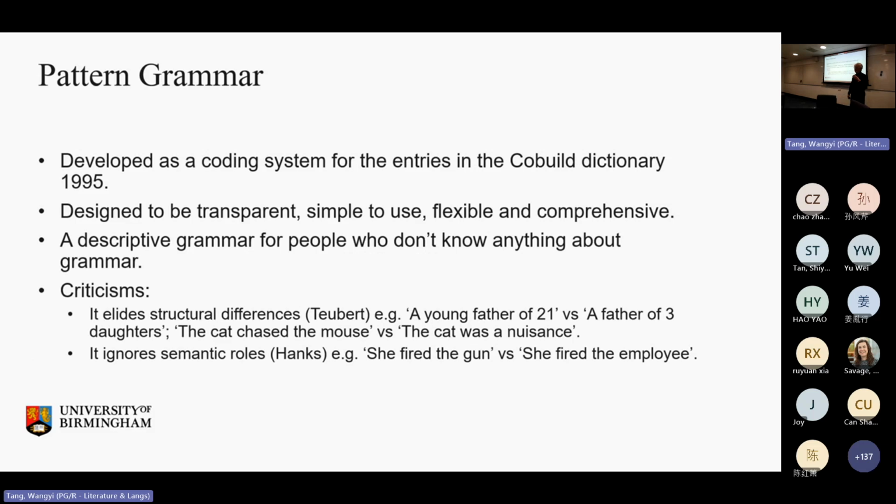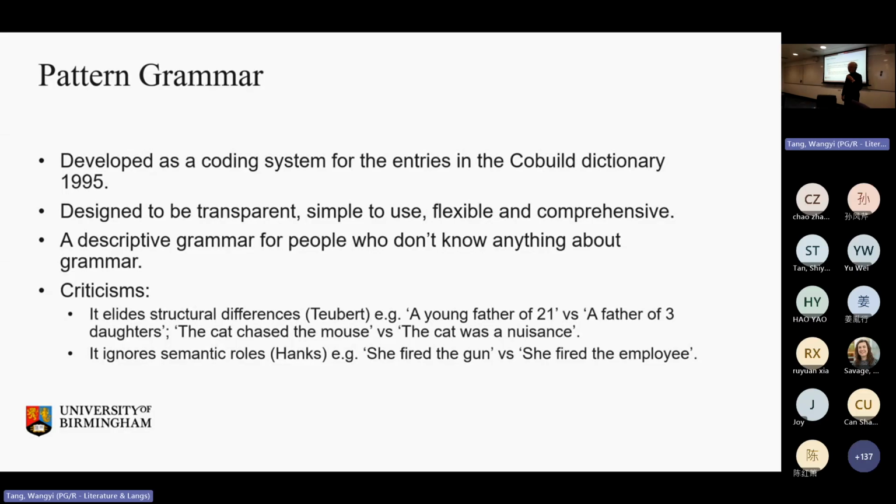So let me tell you a bit about pattern grammar, which was developed essentially as a coding system for the entries in the Cobuild dictionary that was published many, many years ago in 1995. It was designed, as I say, not as a theory of grammar, really, but as a coding system that was transparent, simple to use, flexible and comprehensive. So it was designed to tell people who were using the dictionary, this is how you use this word. It has been described a little bit unkindly, but probably true, as a grammar for people who don't know anything about grammar.